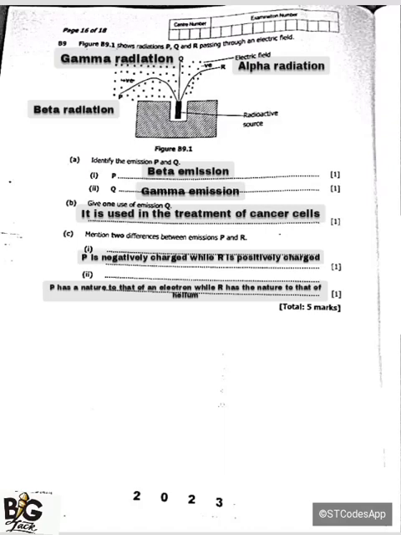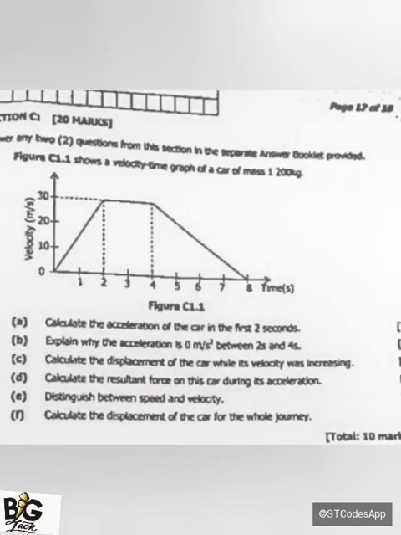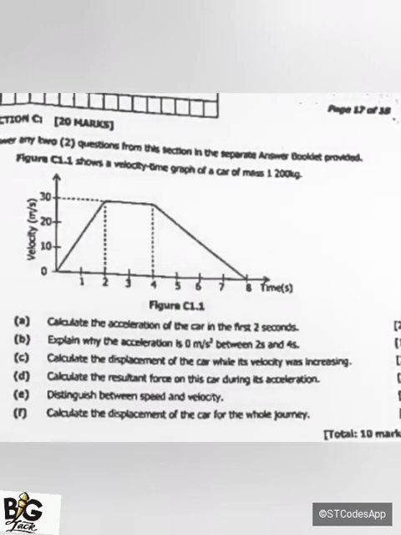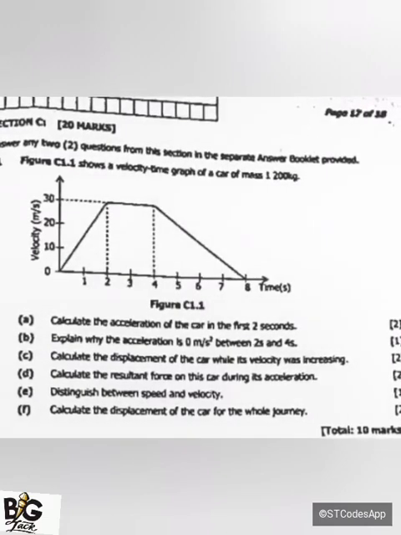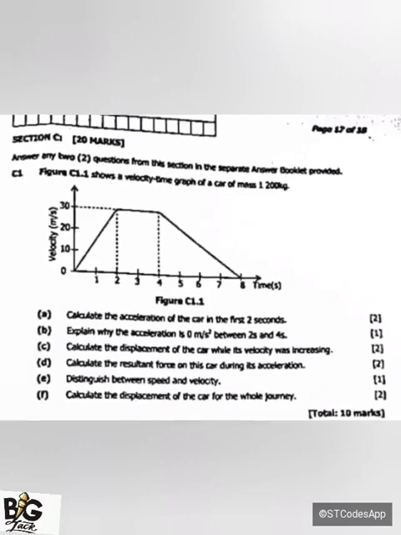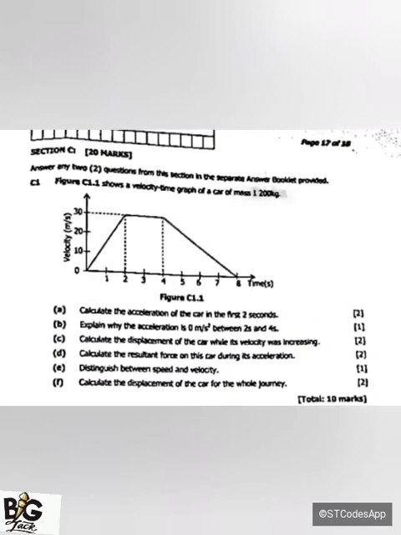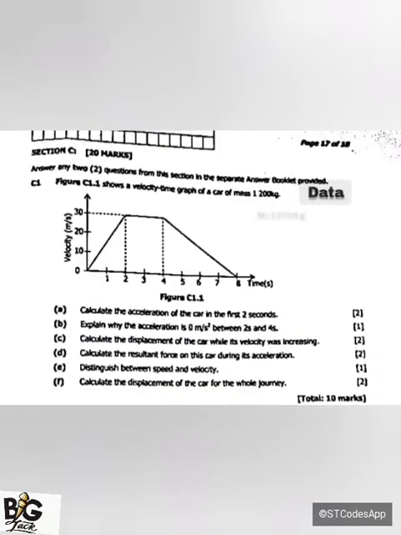Let's try to answer the questions from section C. So I'm going to start with the first one, which is question C1. This question C1 came from a travel graph, and it says figure C1.1 shows a velocity-time graph of a car of mass 1,200 kgs. So here our mass is 1,200 kgs. The maximum velocity is 30 meters per second, then the maximum time is 8 seconds.